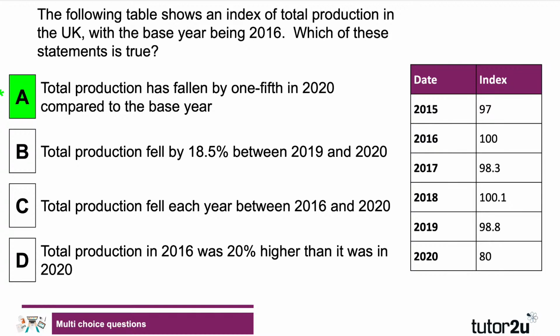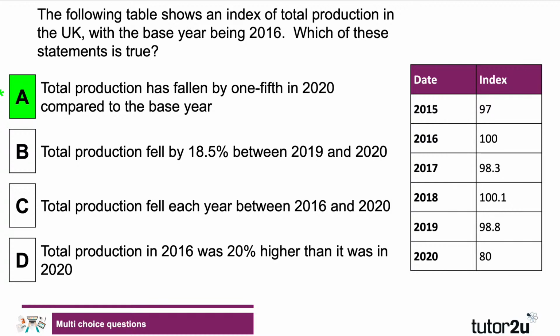Now, when I tried this with my students this morning, quite a few of them chose D. I know what you're saying because I taught them. D is incorrect because total production in 2016 was 25% higher than it was in 2020. Always go back to the base. So from 2020 to 2016, we go from 80 to 100. That's a 25% increase. So it's not D, it's A.